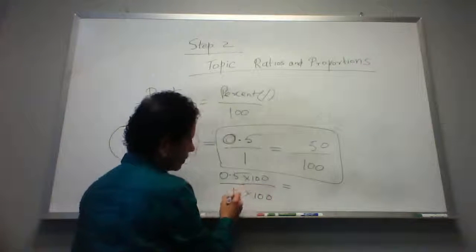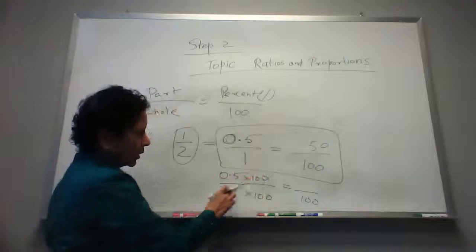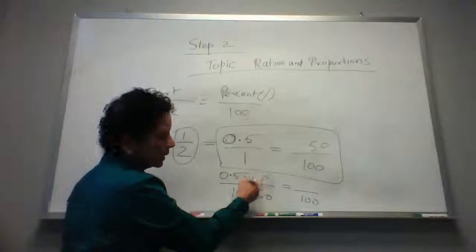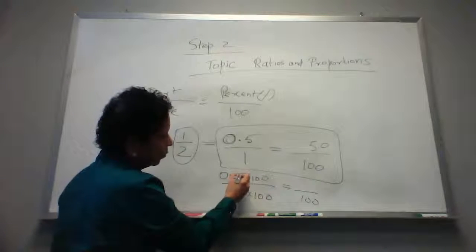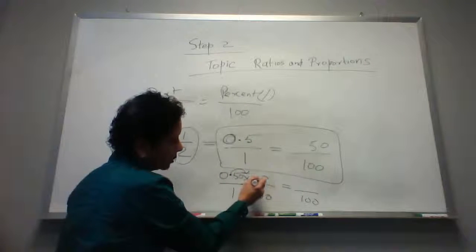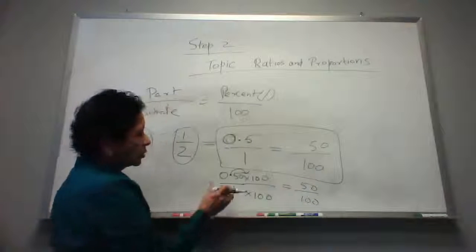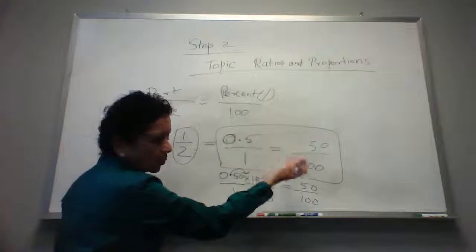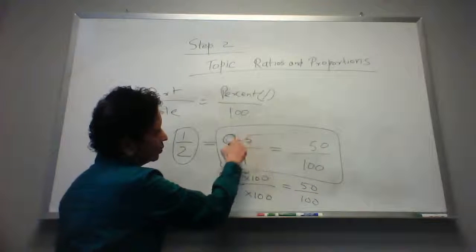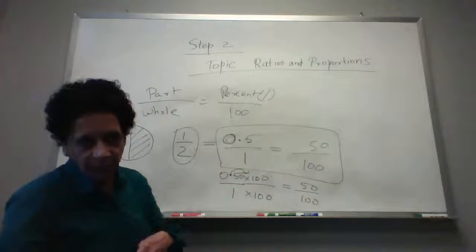So on the bottom, 1 times 100, I get 100. Then 0.5 times 100, every time we multiply a decimal by 100, we said that you move the decimal point 2 places to the right, because I've got 2 zeros, right? So then it becomes 50, right? So from decimal, you can go to the percent. You just need to move the decimal 2 places to the right.